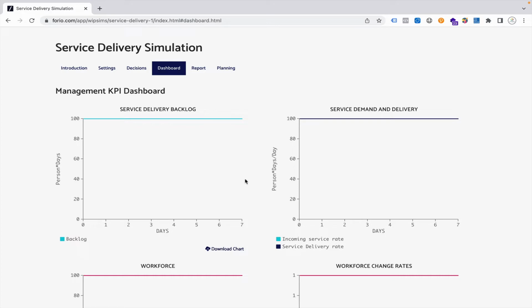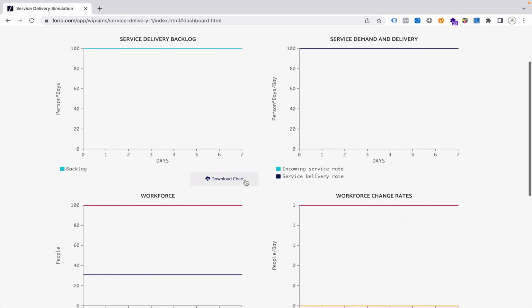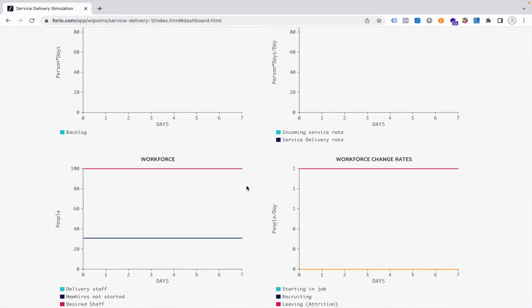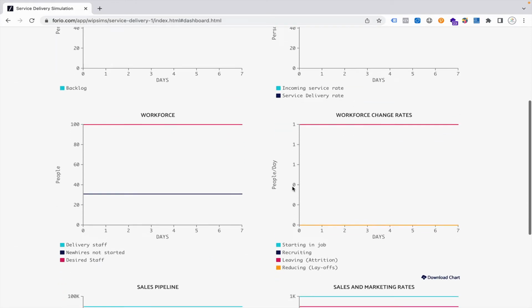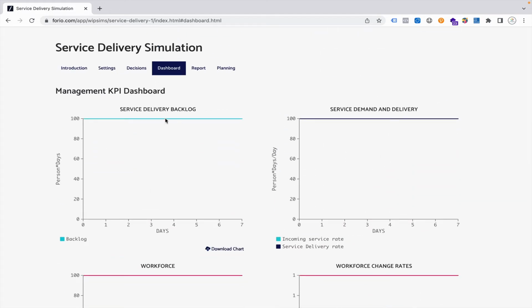And here you see the simulation is starting in equilibrium. And this is something that I'd like to do, because then it gives us an idea of the overall order of magnitude of what's actually happening in the organization. You see here that we have the desired workforce. We have the rates of change. So the workforce is changing through people starting in the job, through recruiting, which is a little bit upstream from people starting in the job, people leaving, and actually attrition rates. And you see we have a service backlog of about 100 person days over here.